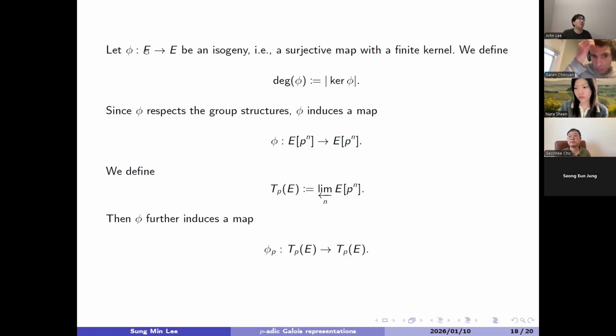So if you define the isogeny from an elliptic curve to itself, of course you can define an isogeny between two elliptic curves, but now I'm only focusing on an elliptic curve to itself, like an endomorphism. And phi respects the group structure, so we can restrict our attention to the p^n torsion points, not just any point on the elliptic curve. And that's going to induce a map as well. And we take the inverse limit. As I mentioned, we can take the inverse limit because it will form an inverse system. We define it as the p-adic Tate module, T_p(E), and that's going to induce a map on the Tate module, which I'm going to write down as V_p.